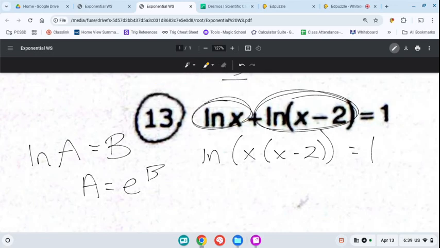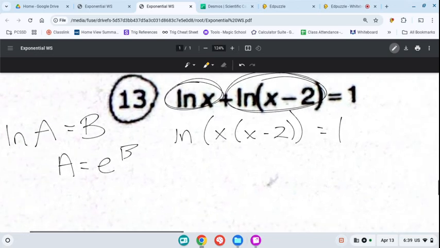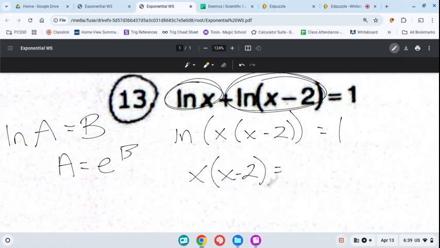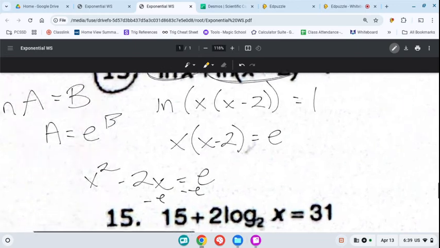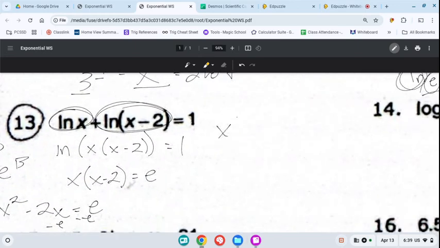Okay, natural log. So what this leaves me with is x times (x minus 2) equals 1, which 1 is now e. Do my distributing, x times x is x squared minus 2x equals e. Well, automatically, boom, right there, I have a quadratic function that I can solve for x. So I subtract e, subtract e. So now my new equation is x squared minus 2x minus e equals 0.